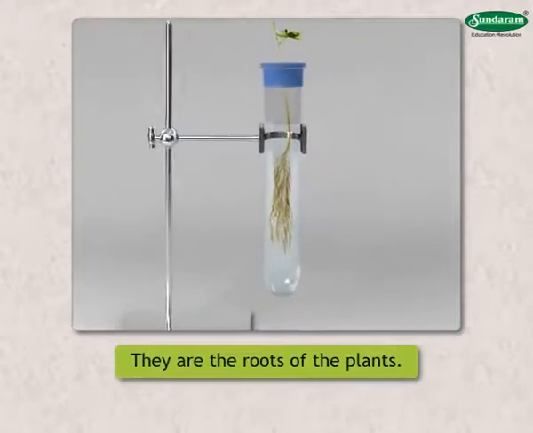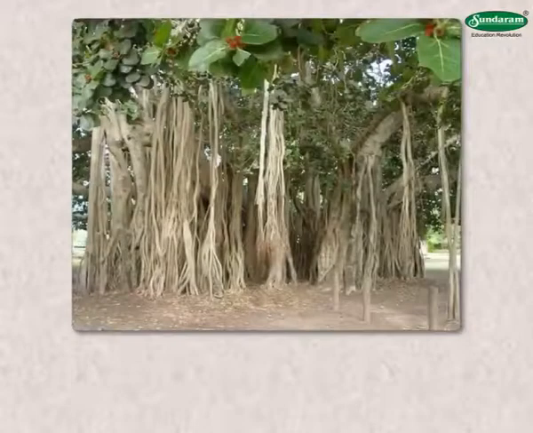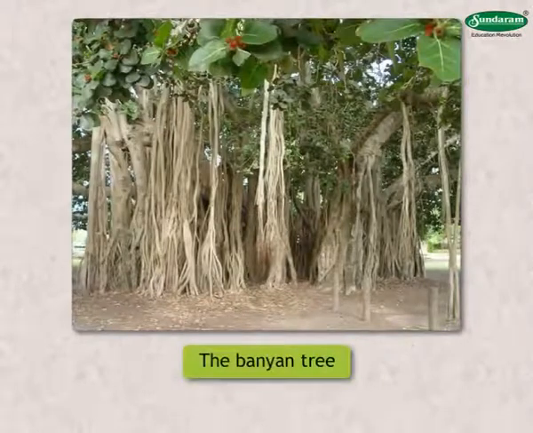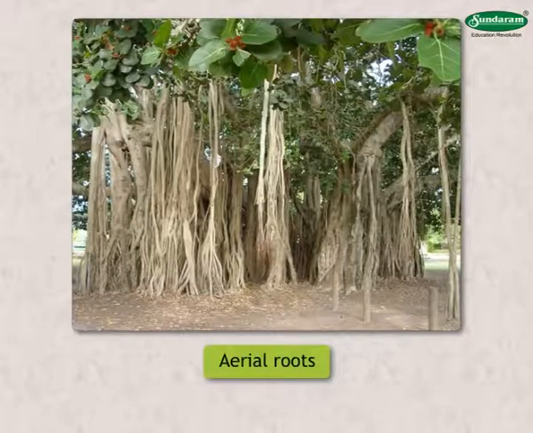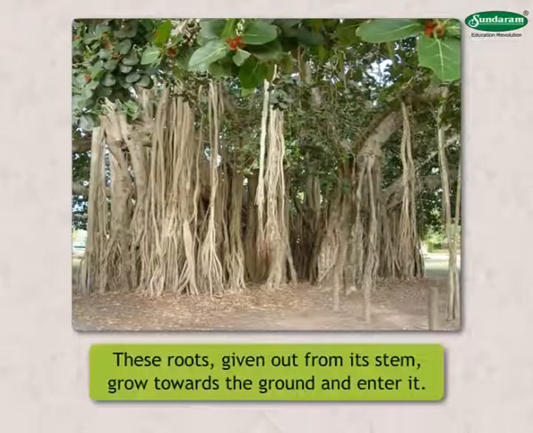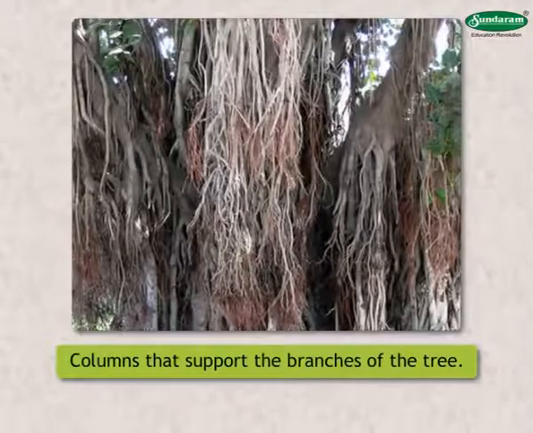They are the roots of the plants. You are familiar with the banyan tree with its wide dome-shaped crown. Of what use are its aerial roots to the tree? These roots, given out from its stem, grow towards the ground and enter it. They become like columns that support the branches of the tree.